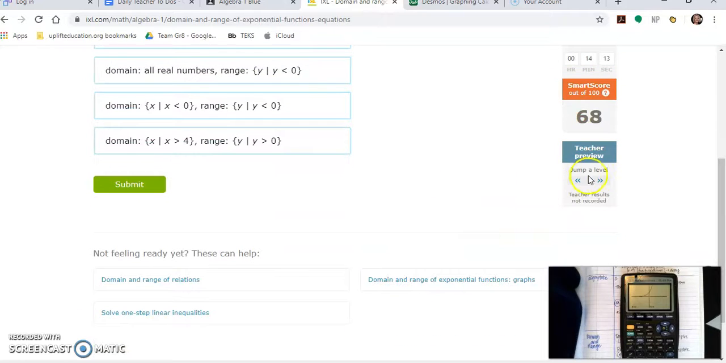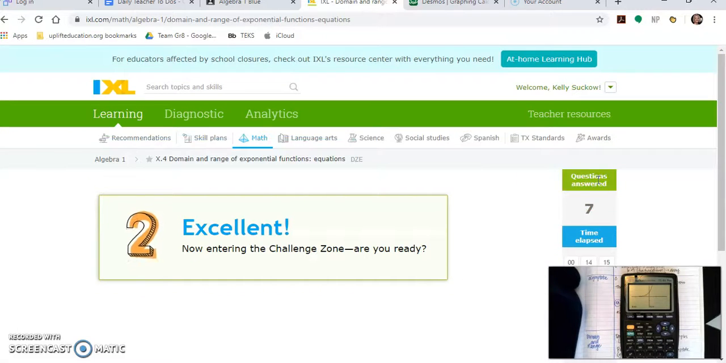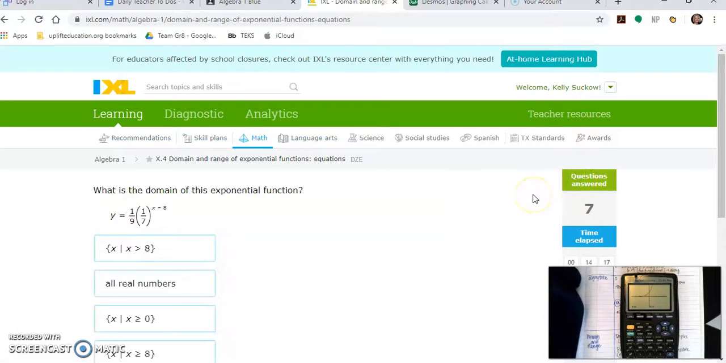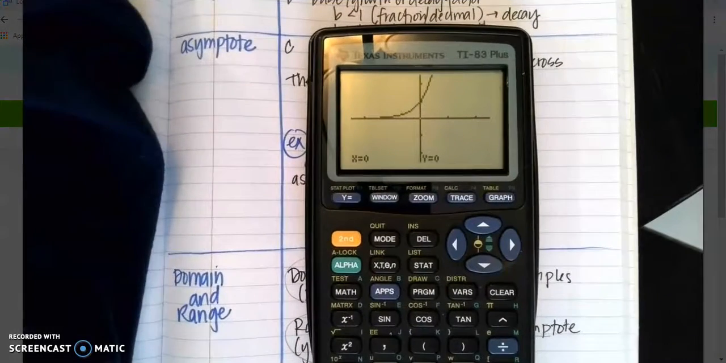Okay, so let me skip to a little bit of a higher one and see if things get a little bit different here. It says, what is the domain of this exponential function? Oh man, this is awesome. Okay, so I'm going to show you how to do this one both on the graphing calculator and on Desmos.